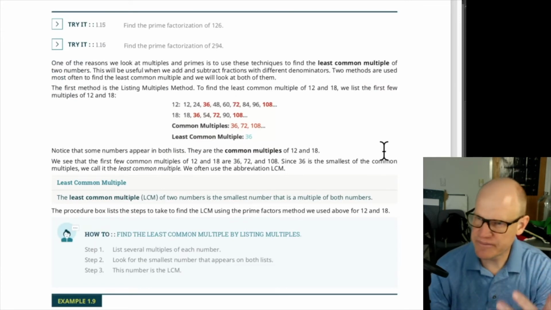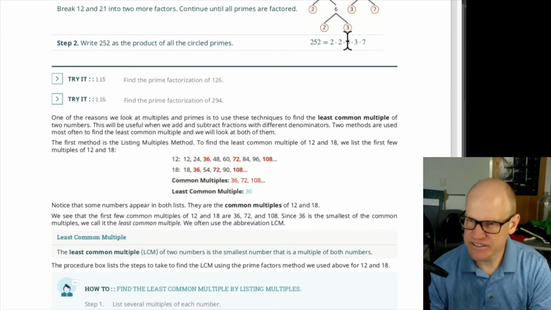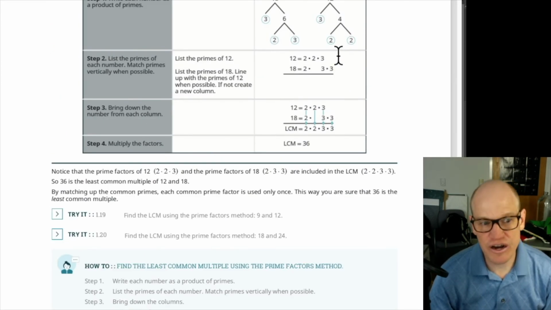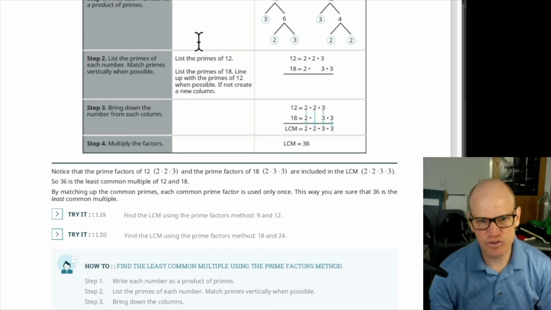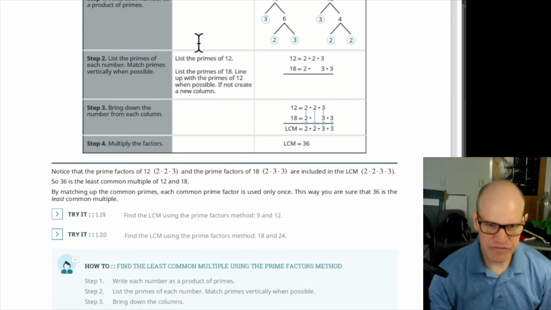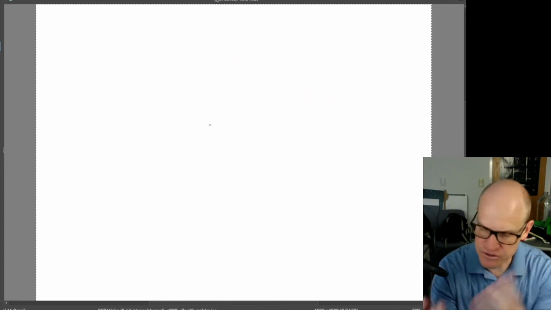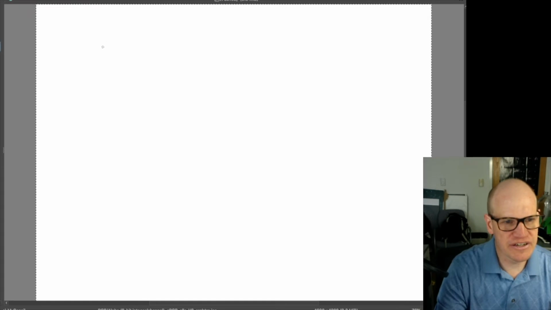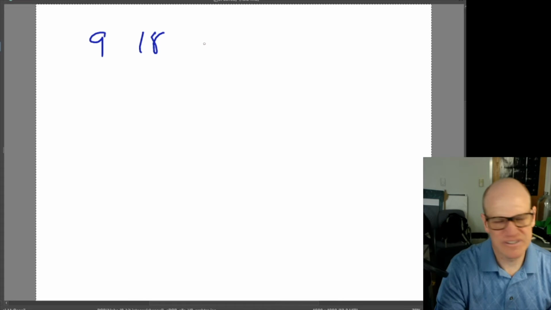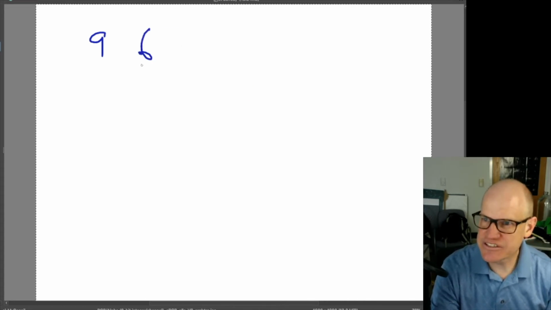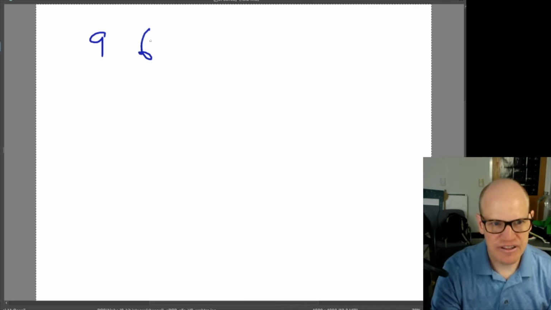When you do mathematics in college, you don't just accept the fact that this is unique, you actually prove that it's unique. Okay, so another concept that's going to be useful is finding the least common multiple. If I have two numbers, what's the smallest number that both of them are a divisor of? So let's say that I have 9 and 18? Well, that one's a little bit too easy. Let's say 9 and 6. What is the least common multiple? What's the smallest number that can be divided by both 6 and 9?